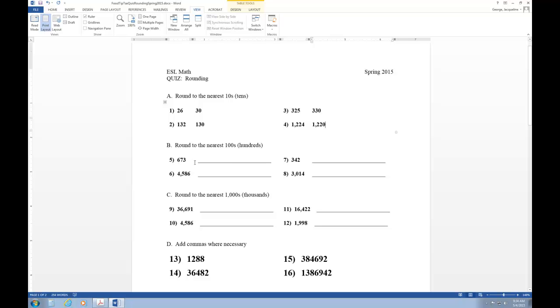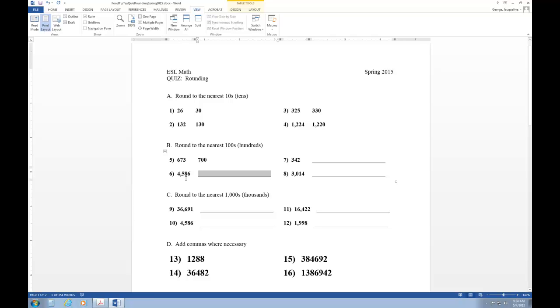Now in questions B, those ones are to round to the nearest hundreds, and so we have the hundreds column right there. So we're going to look at the tens column to see, is it over 5? And it is. So we're going to go ahead and add 1 to the hundreds column, and so this rounded up is 700.